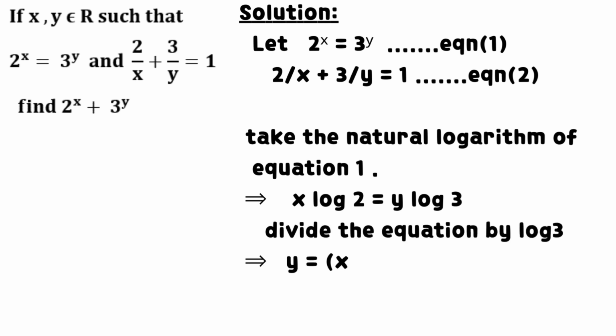Take the natural logarithm of equation 1. This implies that x times log 2 equals y times log 3. Divide the equation by log 3. It follows that y equals x times log 2 all divided by log 3. We call it equation 3.